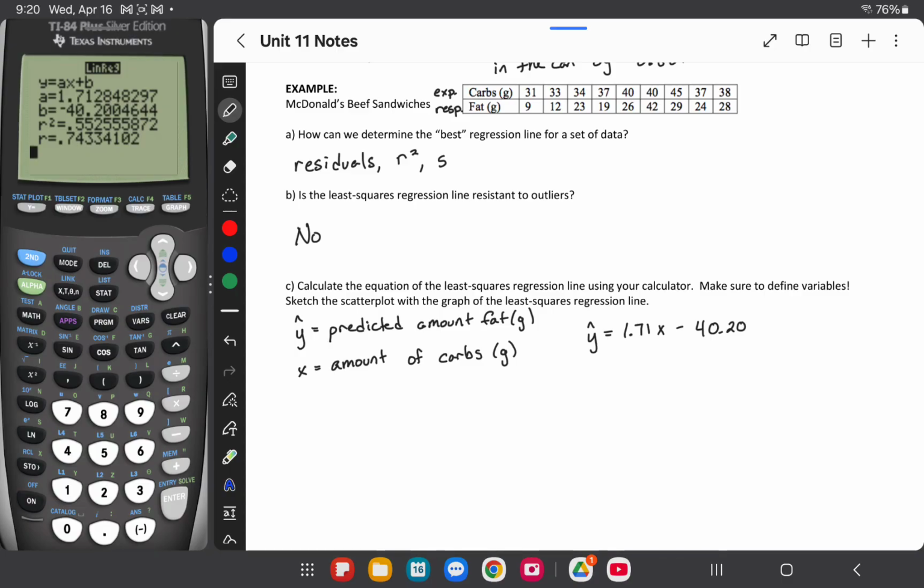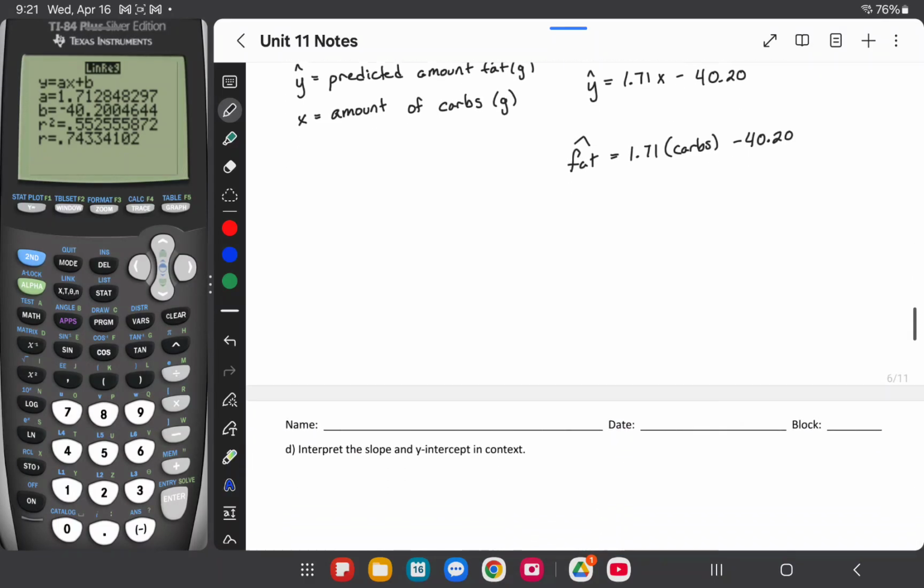Now, another way that we could write this, if we don't want to have to define our variables, we could have also said that fat hat is equal to 1.71 multiplied by your number of carbs, and then minus 40.20. So when you're defining your variables, you can do that one of two ways. If you want to use x and y, make sure to say what they represent. If not, make sure to use the actual context when you write your equation. Now that we have our equation, let's do a couple things with it.